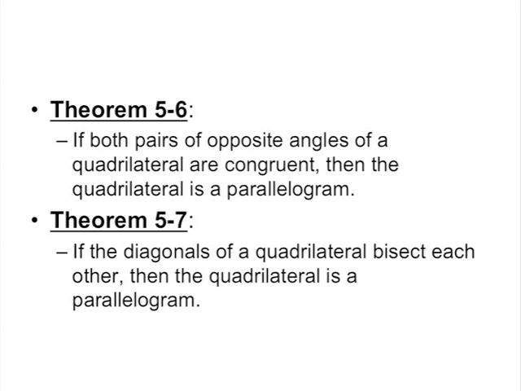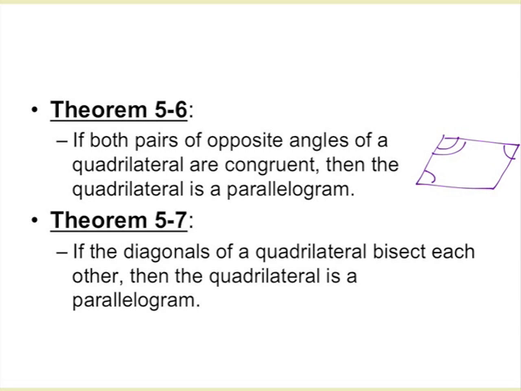Theorem 6, if both pairs of opposite angles are congruent, then it is a parallelogram. We talked about the converse to this one yesterday. Said if we know it's a parallelogram, we can know opposite angles are congruent. This one says if we know opposite angles are congruent, then we can know it's a parallelogram. But we have to know both pairs. Knowing one pair is not enough.